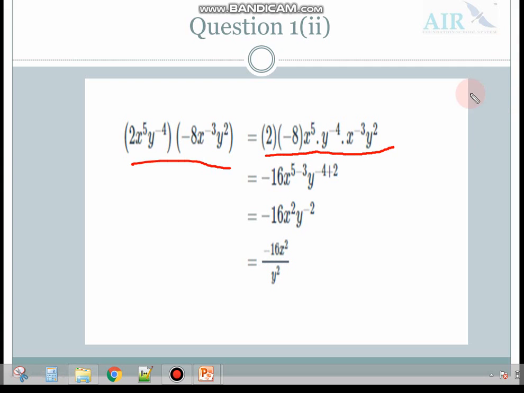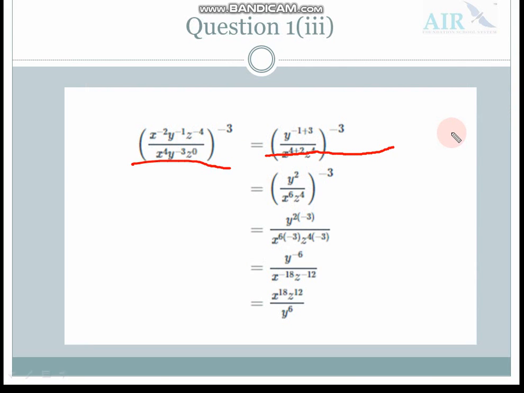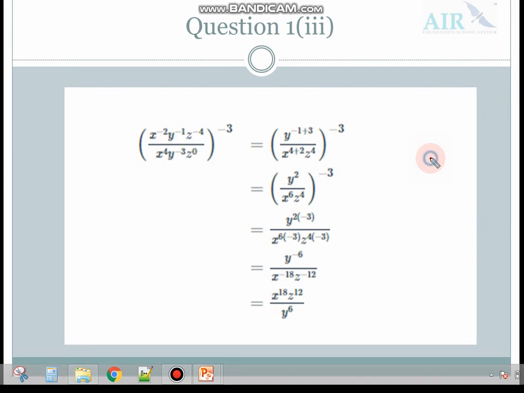Moving towards the next question, question number 1, part number 3. So your question number 1, part number 3 is x power minus 2 y power minus 1 z power minus 4 whole divided by x power 4 y power minus 3 z power 0 and whole power minus 3. Now student, what you have to do, you have to simplify the bracket first. How? Just by using law of exponents.